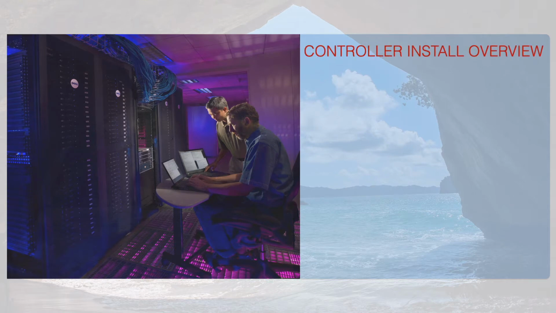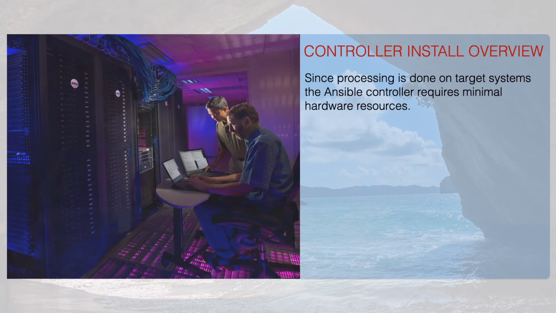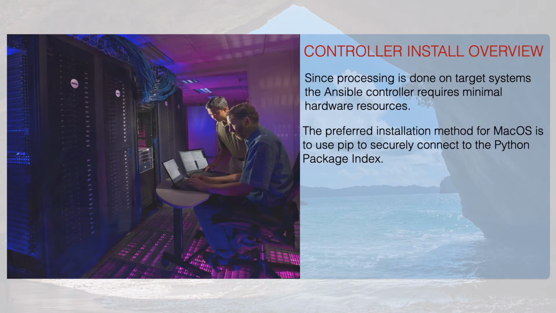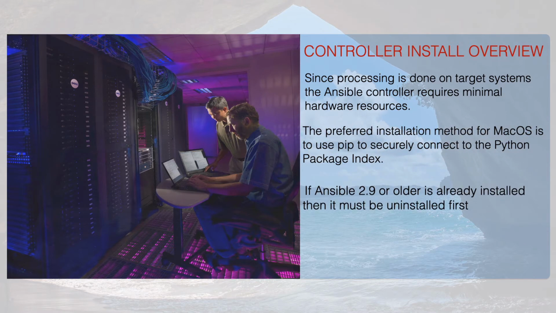Controller installation overview. Since processing is done on target systems, the Ansible controller requires minimal hardware resources. The preferred installation method for macOS is to use PIP to securely connect to the Python package index. PIP is a package management system written in Python for the installation and management of software packages. Now, if you have Ansible 2.9 or older already installed on your Mac, then it must be uninstalled first.